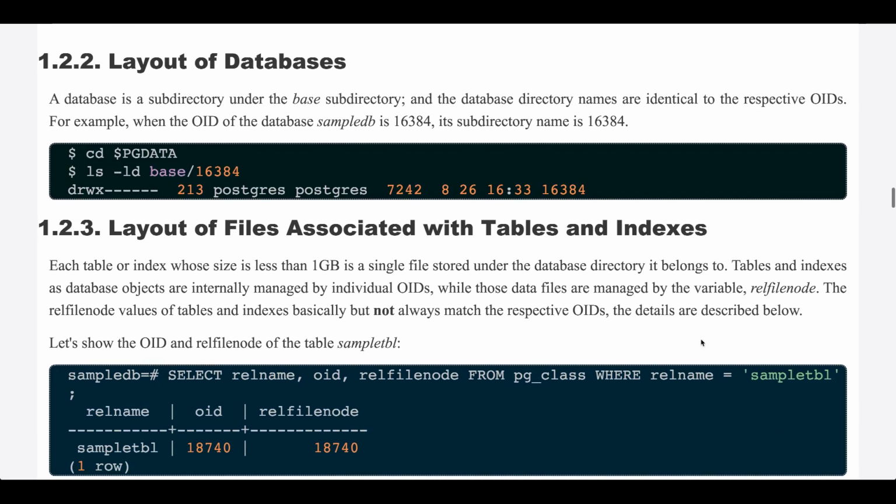1.2.2 Layout of databases. A database is a subdirectory under the base subdirectory, and the database directory names are identical to the respective OIDs. For example, when the OID of the database sampledb is 16384, its subdirectory name is 16384.